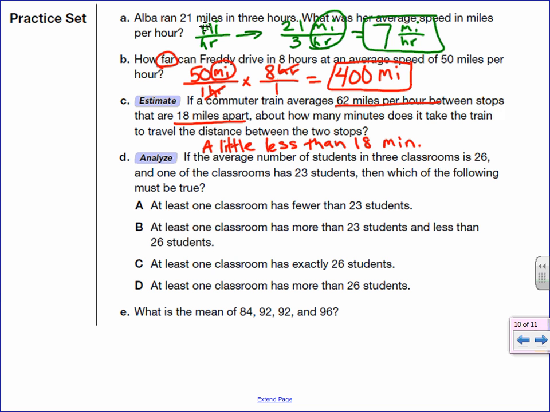So one thing to remember is that average is the middle number. So like I was saying before, if you find the mean, it has to be in the middle of all of your data.